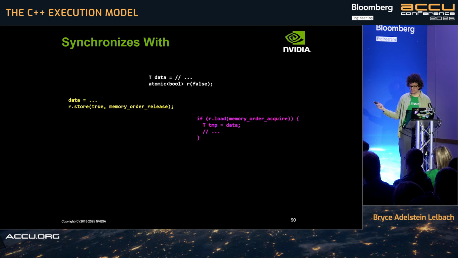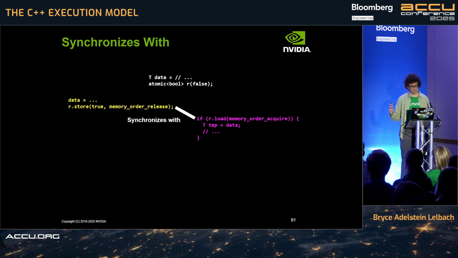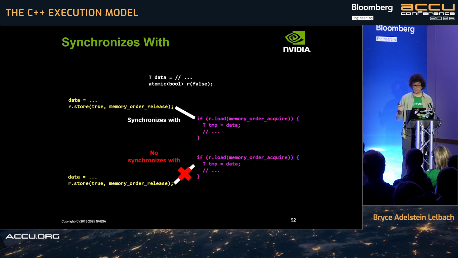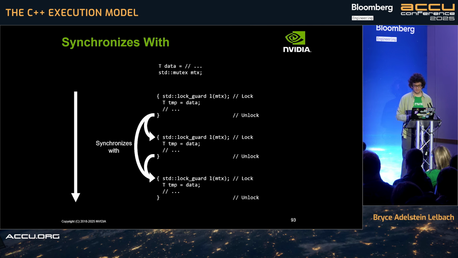If the second thread does a load acquire of the flag, then it can load the data if the flag was set. So if and only if that flag was set, we have the synchronizes with relationship. Now, if the load doesn't see the store of true, then we don't have a synchronizes with relationship in either direction. You cannot synchronize from a load to a store. You can only synchronize from a store to a load. Another example, mutex unlock operations synchronize with all subsequent mutex lock operations.